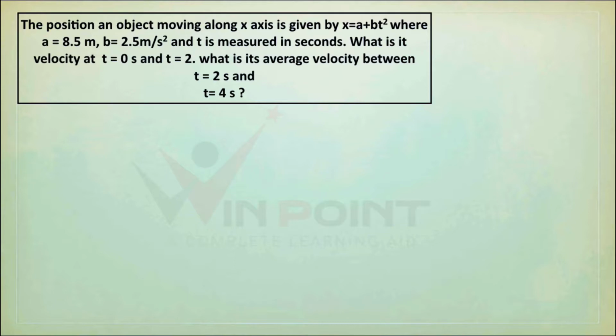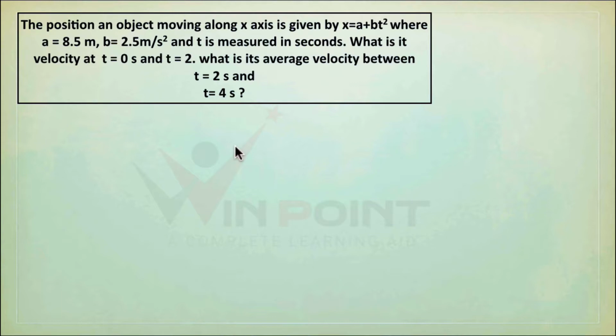The position of an object moving along the x-axis is given by x equal to a plus bt square, where a equal to 8.5 meter, b equal to 2.5 meter per second square, and t is measured in seconds. What is its velocity at t equal to 0 second and t equal to 2 second? What is its average velocity between t equal to 2 second and t equal to 4 seconds?